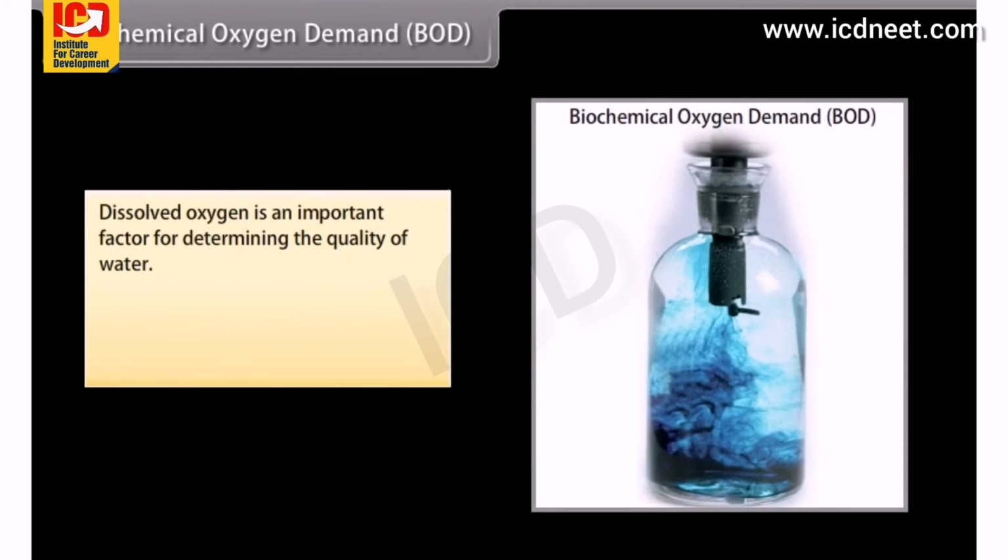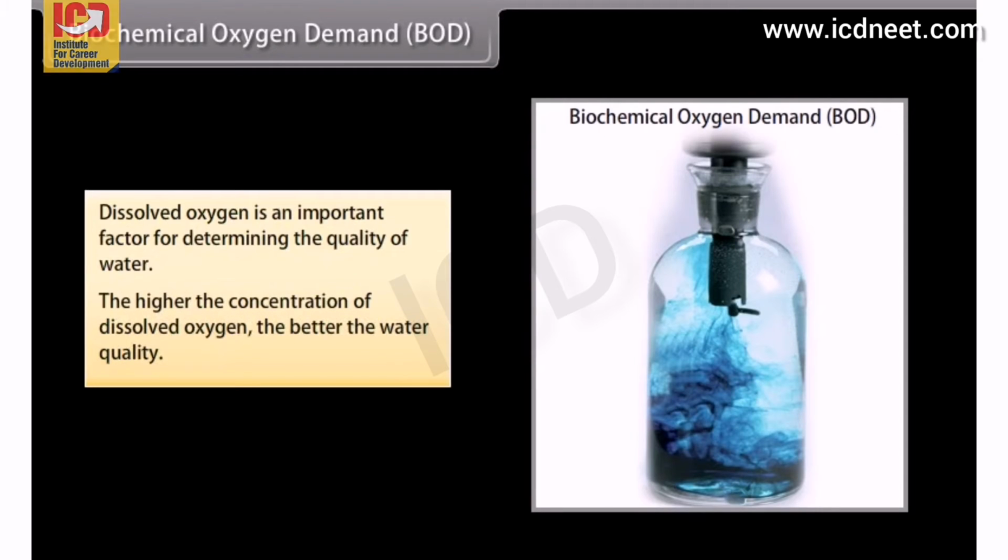Dissolved oxygen is an important factor for determining the quality of water. The higher the concentration of dissolved oxygen, the better the water quality.